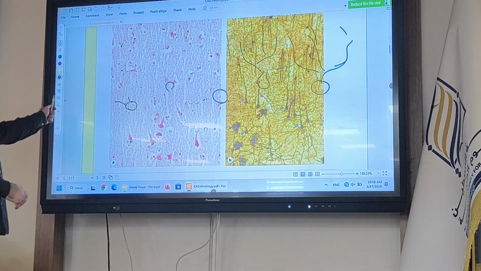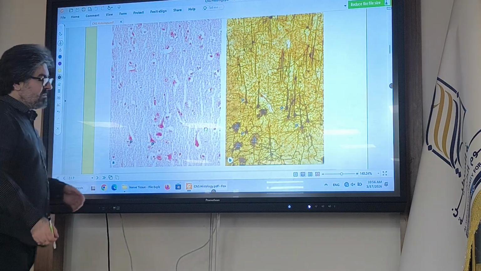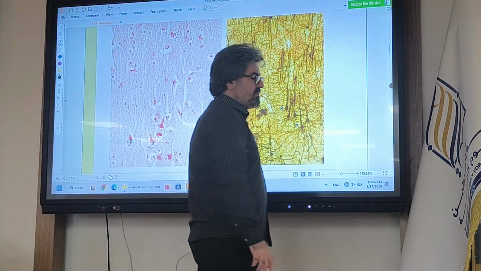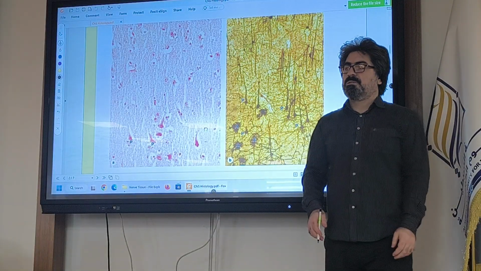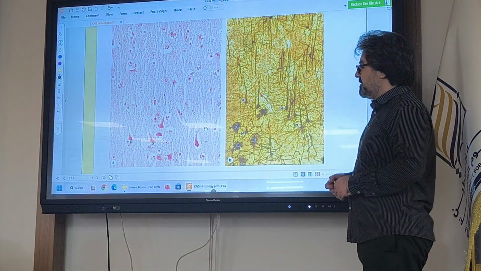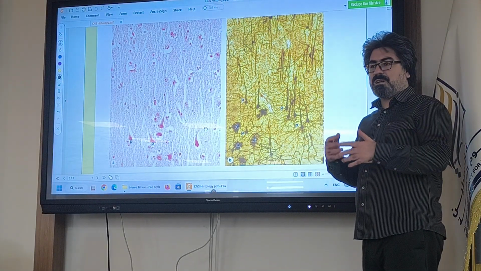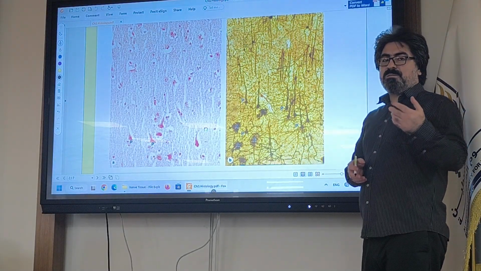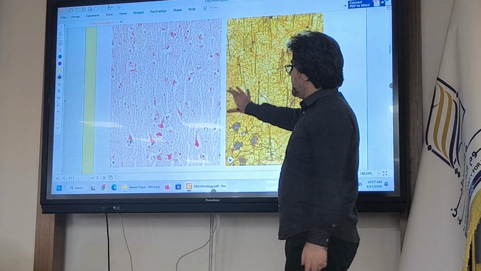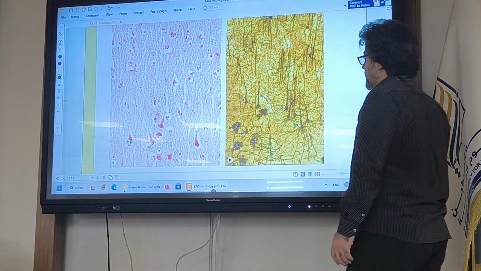Now look at this picture. This picture is from the cerebrum. Cerebrum, or in Arabic, mukh. Not cerebellum. This picture is from the cerebrum.